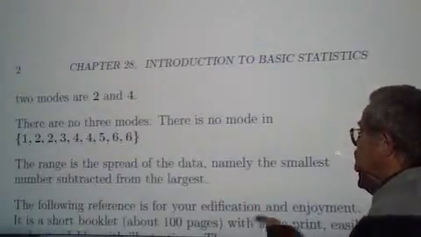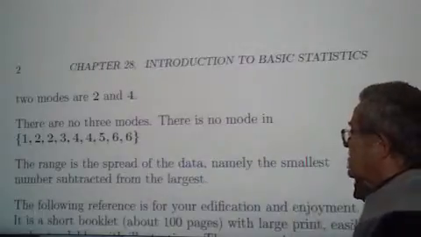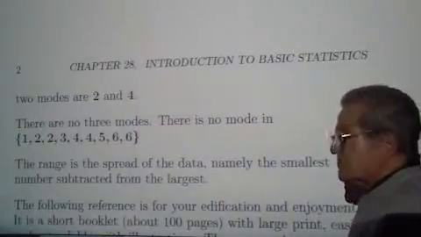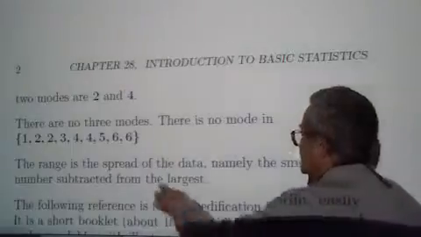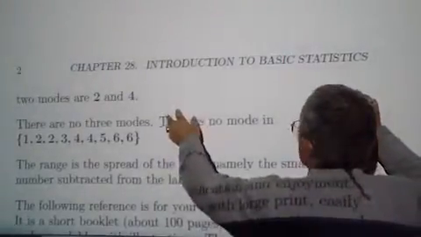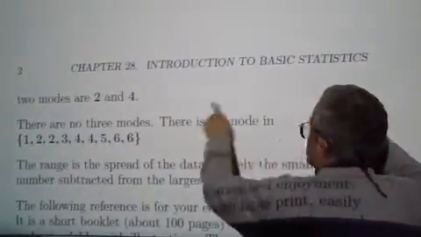The range is the spread of the data, namely the smallest number subtracted from the largest number. If you went from here to here, this would be the range right here.